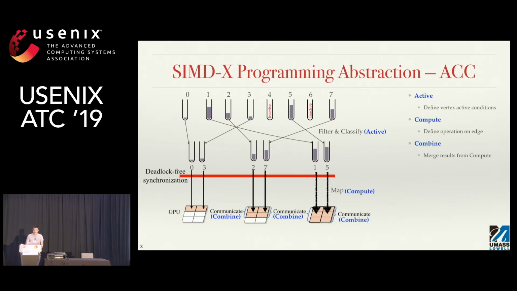So the summarization is you only have to tell me which vertex is active, how you want to compute on the edge, and how you want to combine those edges together in order to generate updates to the vertex, right? So this is the ACC programming model, how we derived those essential components for you to simplify your programming of graph computing on GPU.